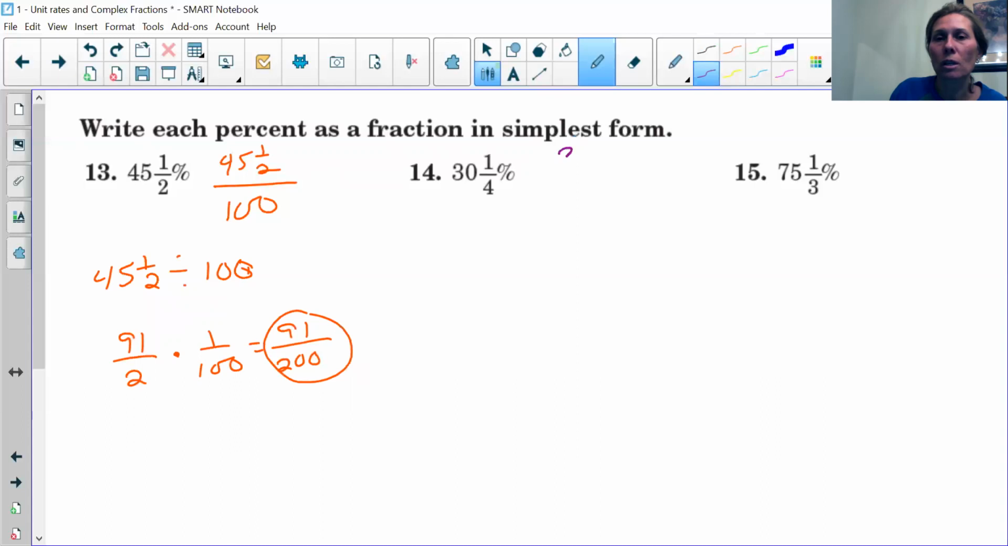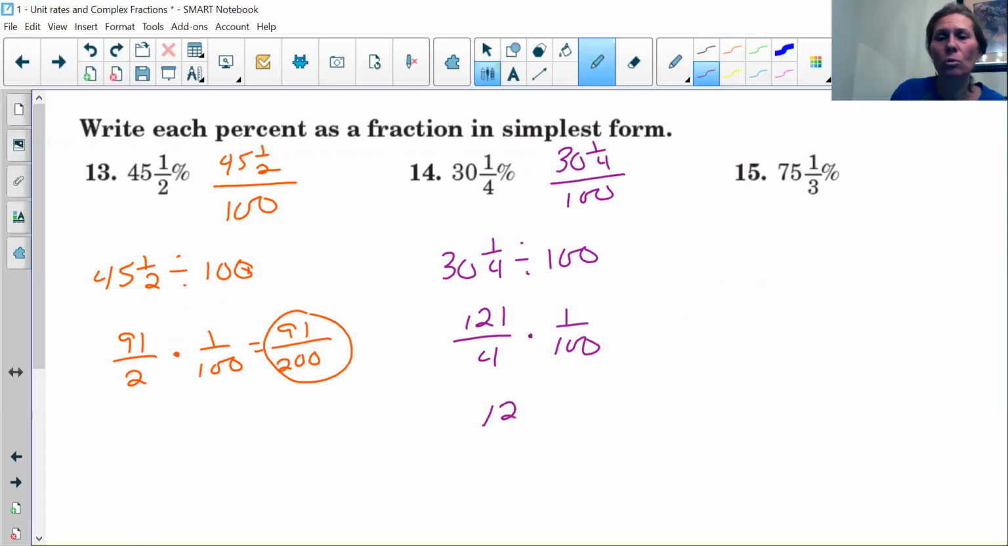That means 30 1/4 divided by 100. So 30 1/4 divided by 100 gives me 121 over 4 times 1 over 100. Can't simplify, so I get 121 over 400. And that's as far as you can go. And lastly, we've got, let's do it in that color.